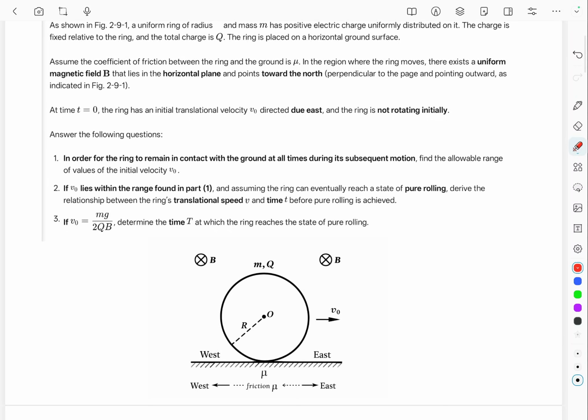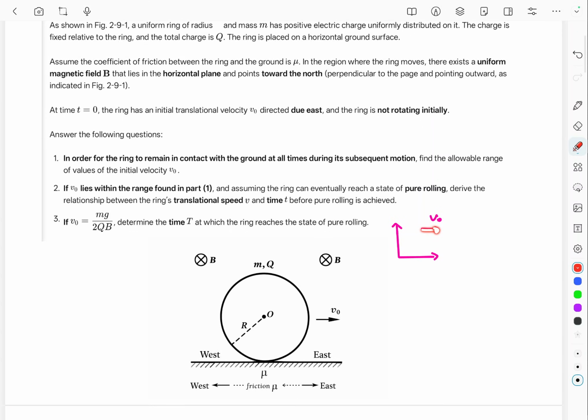There is also an alternate approach, which is out of your syllabus, but I'll briefly discuss it here, and that is doing a frame transformation. If I start observing the situation from a frame moving along the x direction with speed v0, then initially this ring will appear to be at rest. But when we do this frame transformation, the fields also transform. There is a certain rule to transform them. It's not just the kinematic variables that transform.